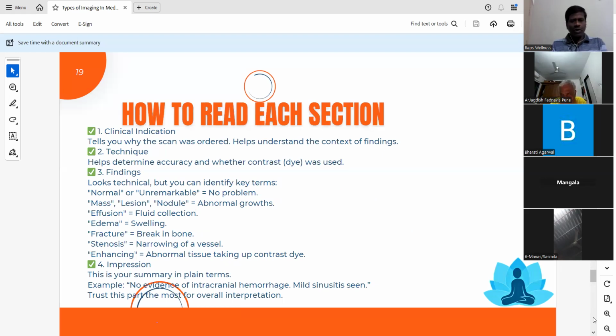So how to read each section? In the case of clinical indications, which tells you why the scan was ordered, with that you can understand the context of the findings. And then the technique, to know the accuracy and whether any contrast is used or not, which technology is used there.